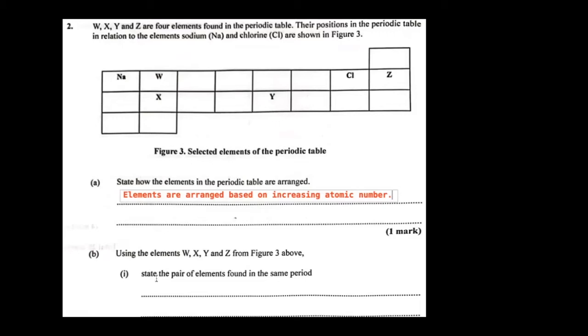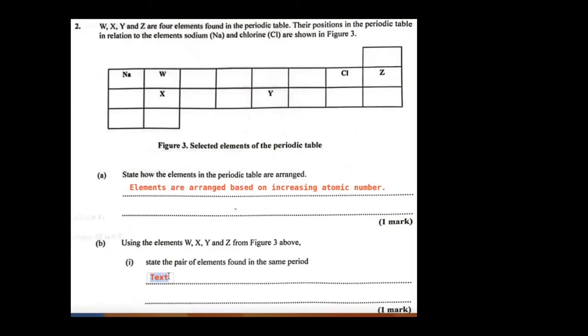We're also going to move on to part B, using the elements W, X, Y, and Z from figure 3 above. State the pair of elements found in the same period. Now, I don't want to say there's a little trick on the pair. Pairs come in 2. So apparently, W is next to sodium. We could call those 2 a pair. But even though Cl is far from W, we could call W and Cl a pair as well. It's just that they're far apart from each other, but they're all in the same period.